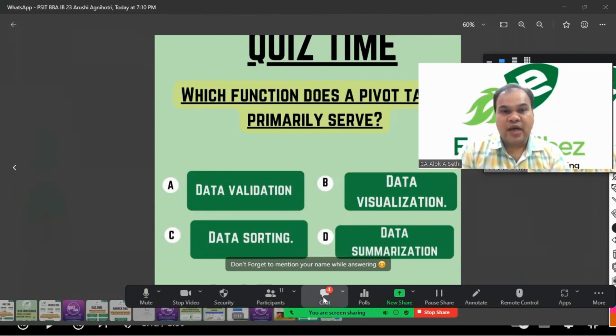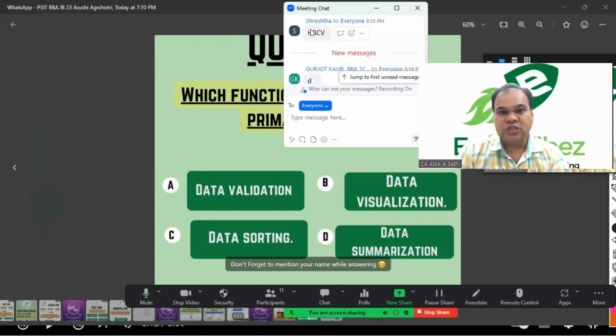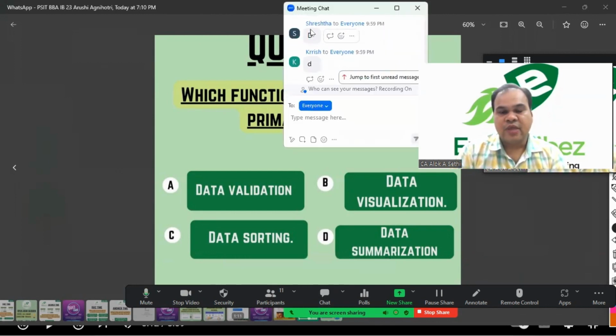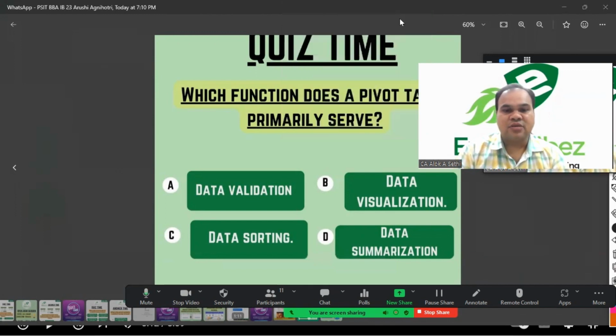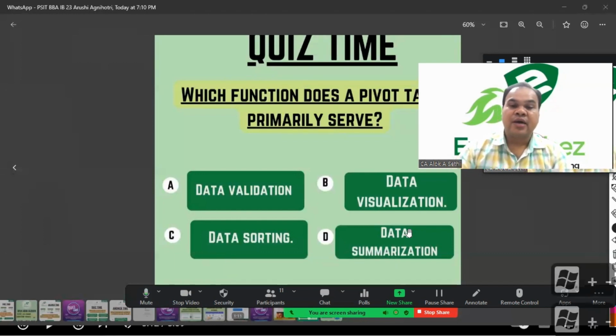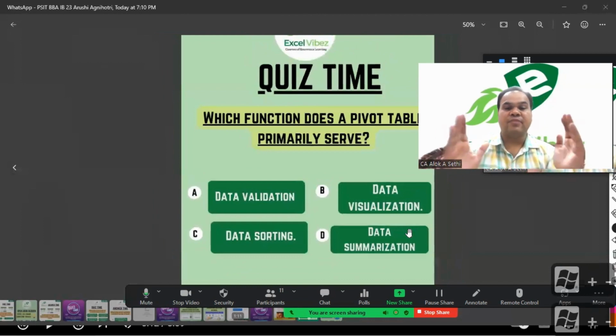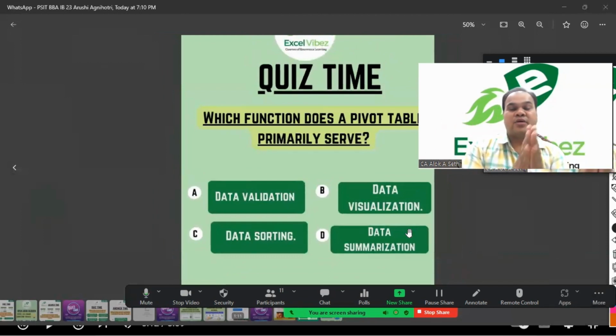तो अभी देखते हैं, आंसर आया है डी। Yes, डी, वेरी गुड. So D is the right answer. D, data summarization. Because when you create a pivot, पिवट जो word है, इसका मतलब भी यही है, summarization, to create a summary, to bring things together.